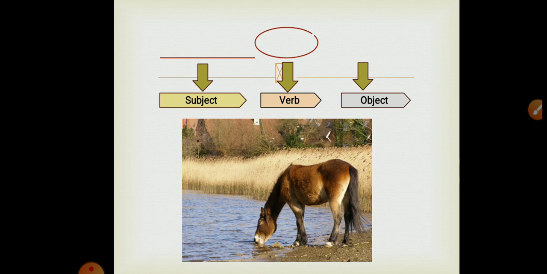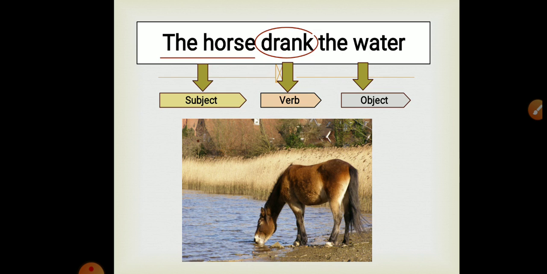Now next, again the same example of active voice. Here the horse drank the water. What is the subject here? The horse is the subject, and what is he doing? He is drinking the water. So some action is there. The horse drank the water.